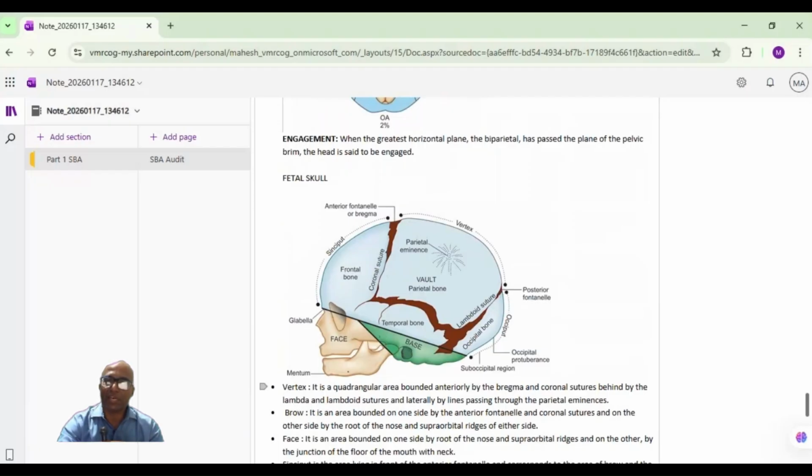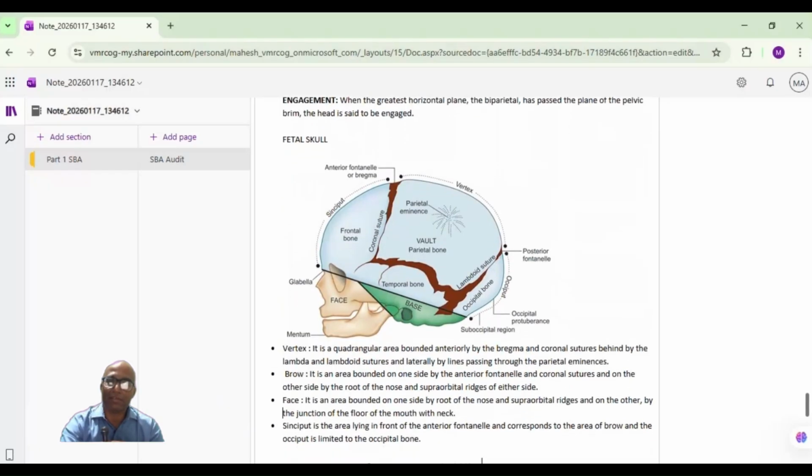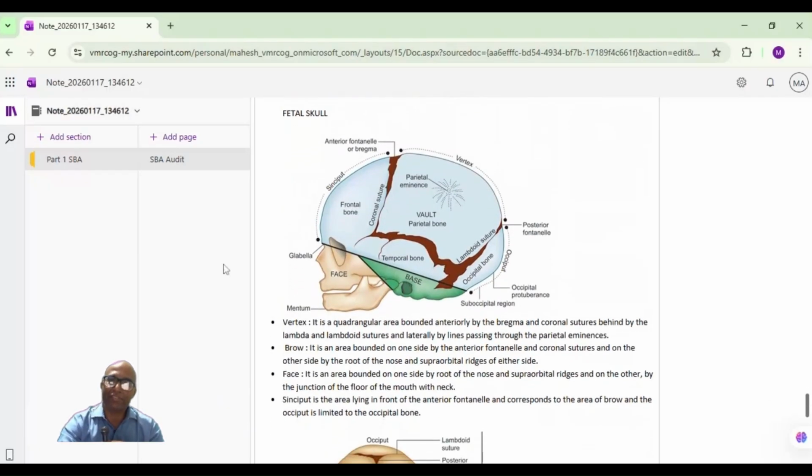Okay, so vertex is a quadrangular area bounded anteriorly by the bregma and coronal sutures, and behind by the lambda and lambdoid sutures, and laterally by the line passing through the parietal eminences. Sometimes they ask you the diagrammatic questions. So they'll give you the diagram and they will label this as X, and X denotes dash dash. So you should remember these particular image questions also.